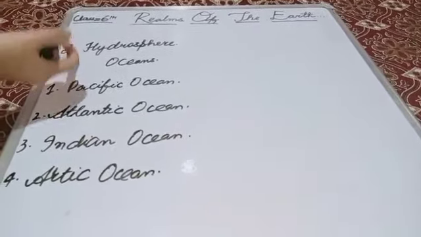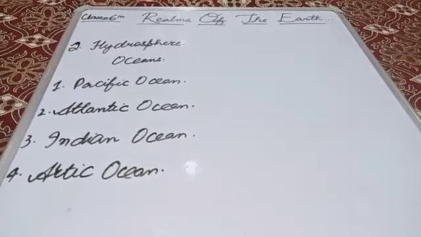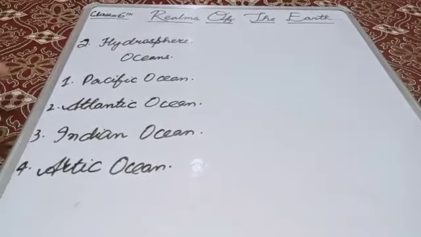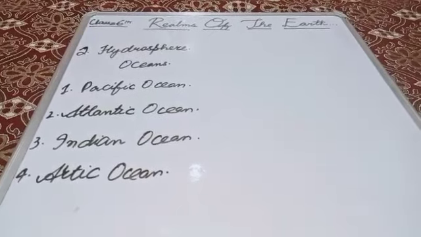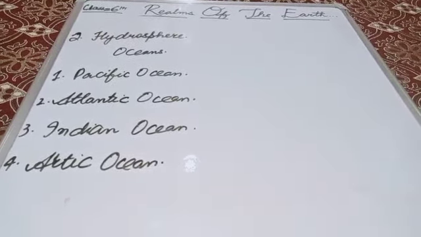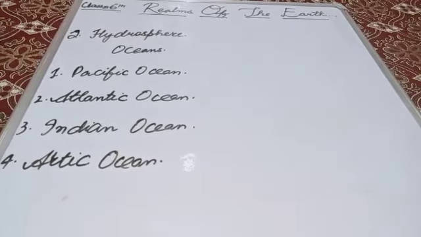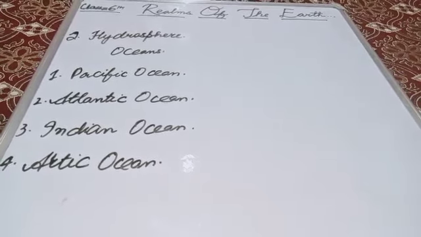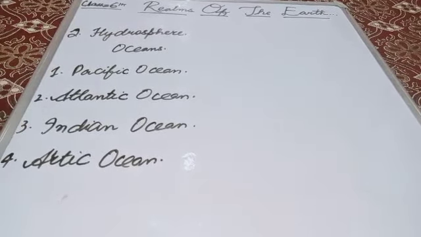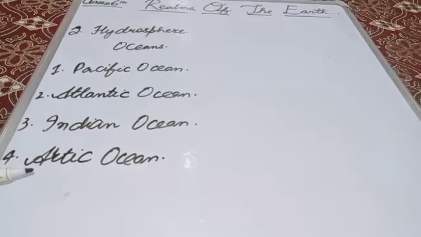So the second sphere of our earth is hydrosphere. All forms of water present on our earth form the hydrosphere, whether it's oceans, seas, lakes, rivers, streams, waterfalls, water vapors which are present in the air, glaciers, ice and snow, all form a part of hydrosphere. On our earth we have oceans. There are 4 major oceans: Pacific Ocean, Atlantic Ocean, Indian Ocean and Arctic Ocean.